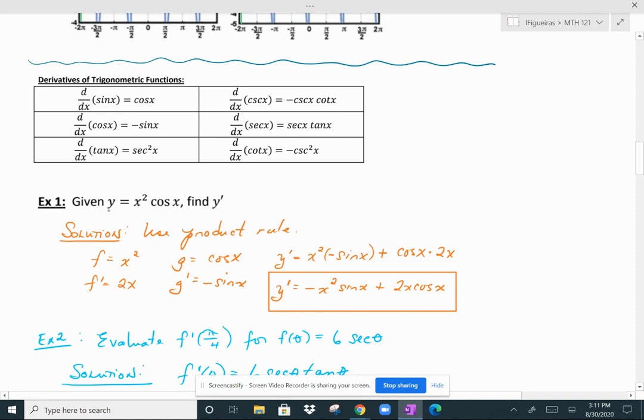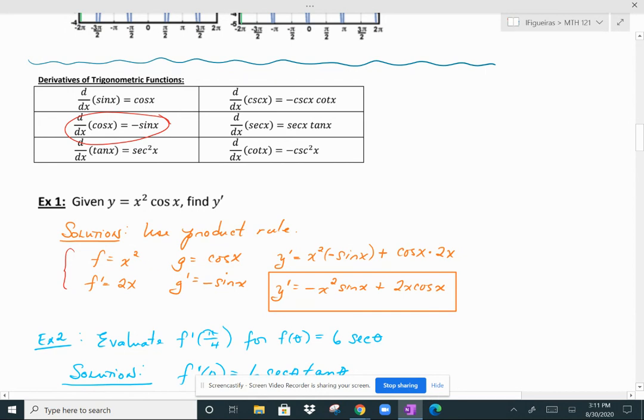You're given y equals x squared cosine of x, and we want to find y prime. Well, this is a product of two functions, x squared and cosine of x, so we have to use product rule. So here's our setup. I'm going to let f equal x squared, g equal cosine of x, f prime is 2x, you have to use power rule, g prime is negative sine of x, again that comes right from here, and then you just plug it into your product rule.